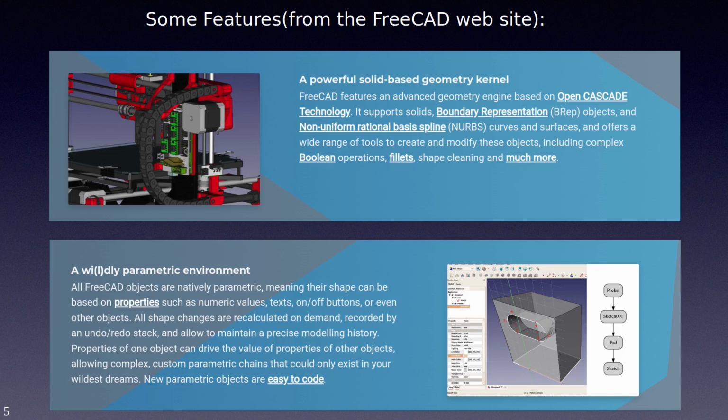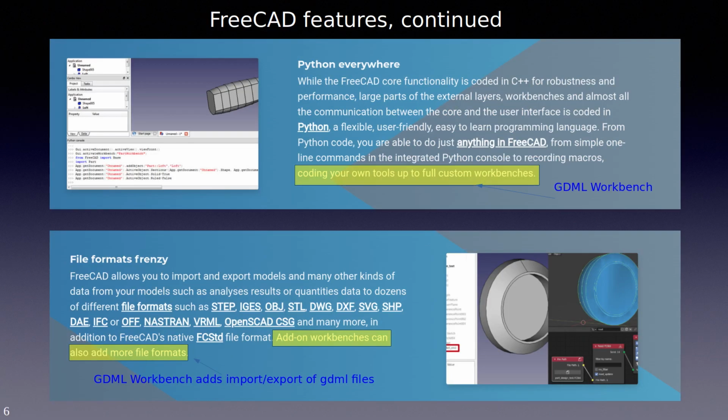The kernel is based on Open Cascade. Solids can be defined in terms of basic primitives such as spheres, cylinders, etc., and booleans of those primitives, or as boundary representation, or as non-uniform rational basis splines. Object properties and placements are fully parametric. That is, one can define the properties of one object using mathematical expressions that make use of the properties of other objects or of named cells in a spreadsheet.